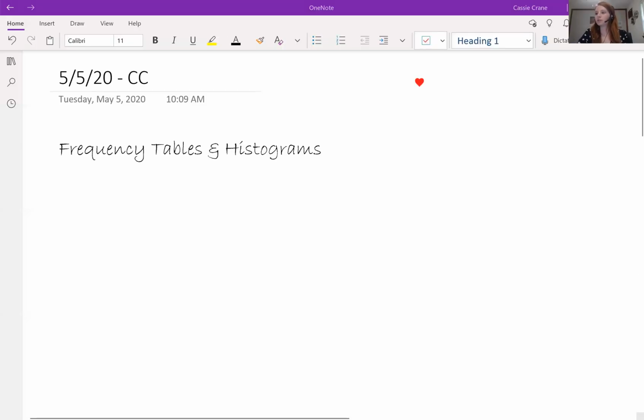Okay, so we're going to do frequency tables and histograms today, which are in our last module of the class, which is our probability and statistics module. This is about halfway through the module, maybe a little further, so we're almost done.